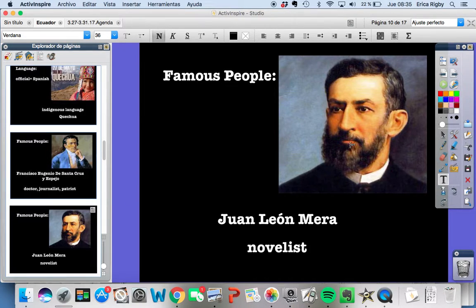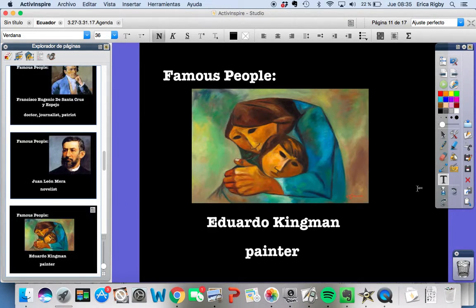And let's see, who's next? Famous people. Our next person to be talked about here is Eduardo Kingman, who was a painter. Here you can see that in this painting, Eduardo Kingman has painted several indigenous people, and this is a very common theme of his. So as a painter, he studied in Venezuela and in Bolivia, as well as in Quito, and he first became famous as he was working for the New York World Fair.